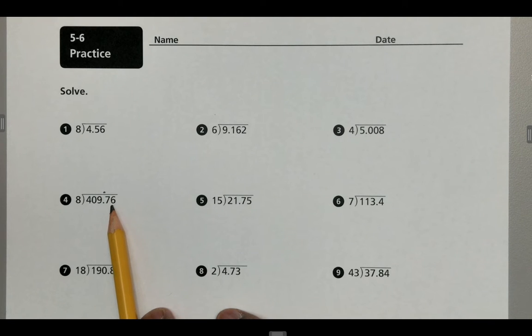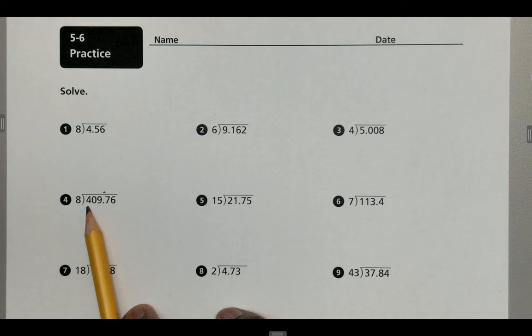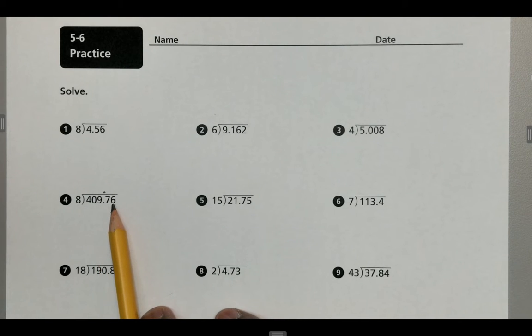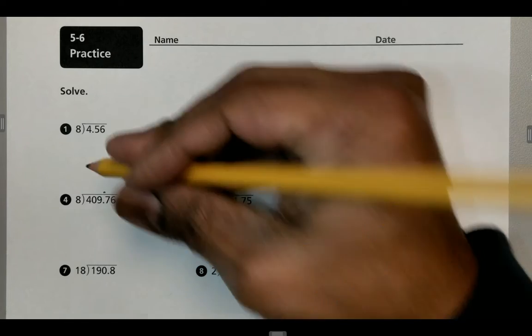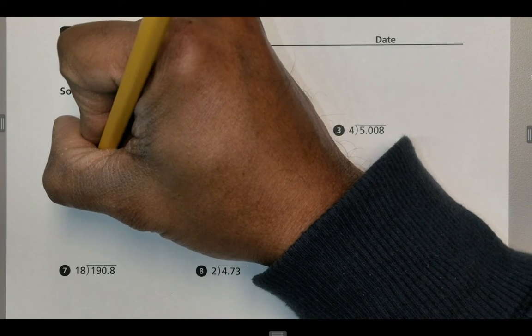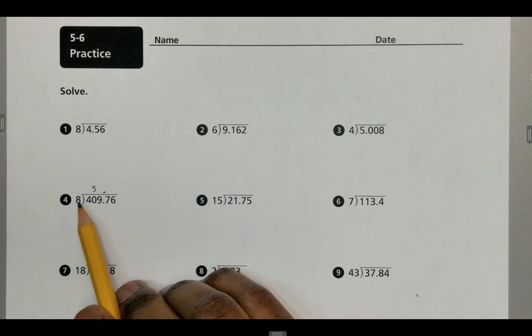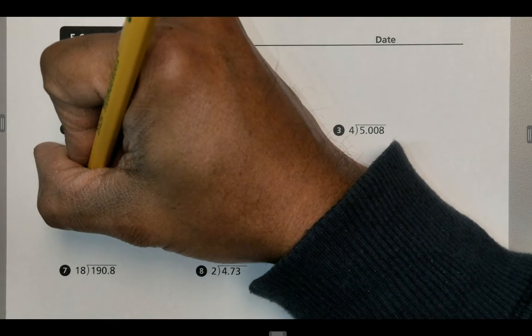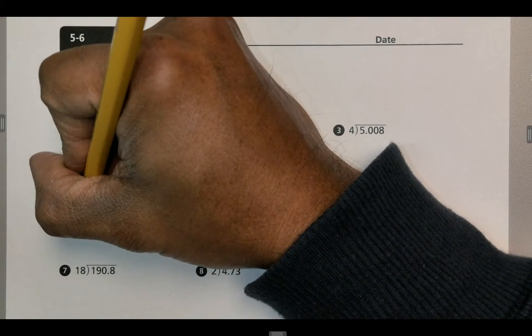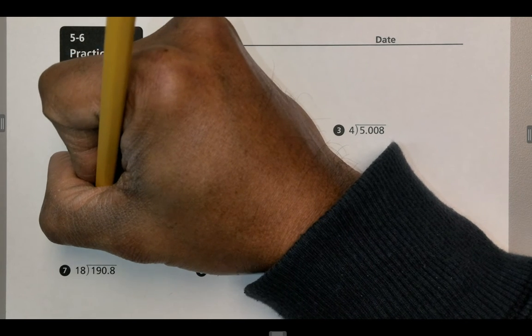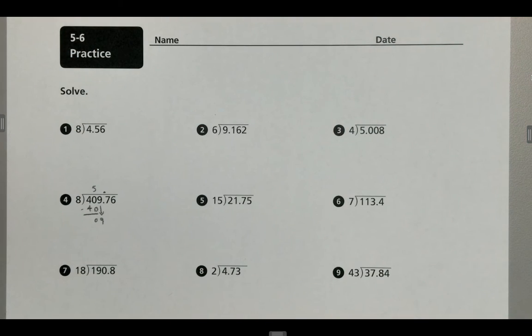In other words, imagine that this number here was 40,976 divided by 8. As long as you line up everything correctly, you're going to be okay. Let's get started. We're going to find how many times 8 goes into 40, which is 5. Line up that 5 carefully over the 0. Multiply that out. 8 times 5 is 40. Subtract. Bring down. Go back to find.